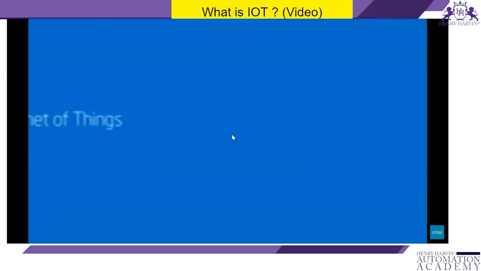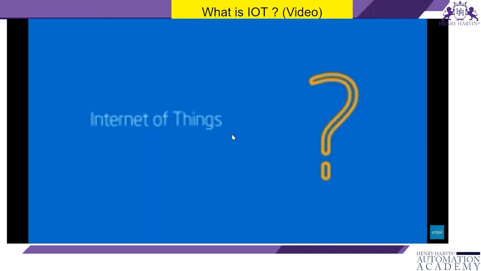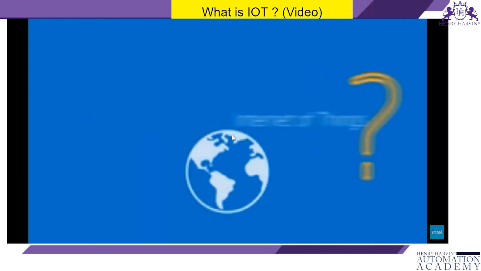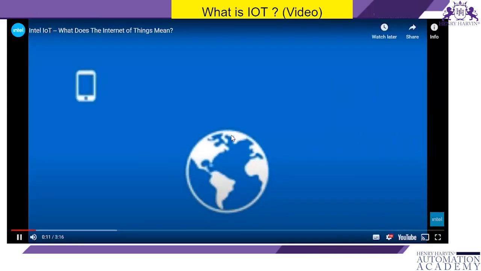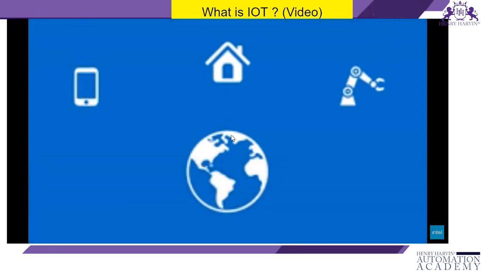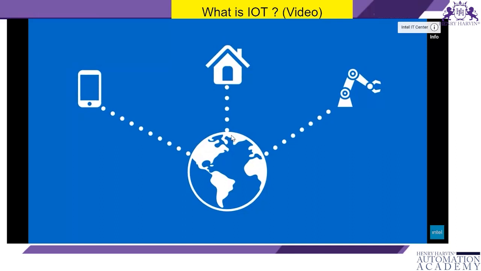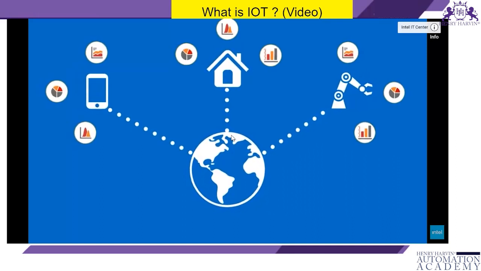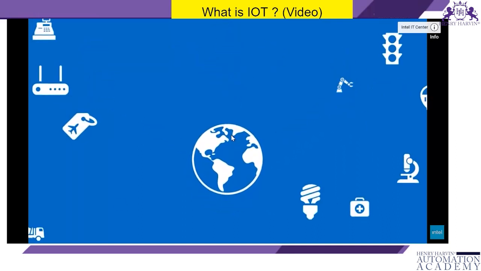Now, you may have heard the term Internet of Things. Sounds interesting, but what does the Internet of Things actually mean? IoT is an evolution of mobile, home, and embedded applications that are being connected to the Internet, integrating greater compute capabilities and using data analytics to extract meaningful information.